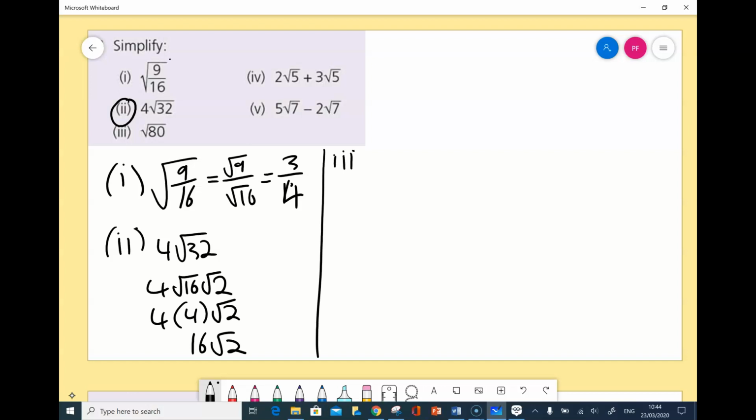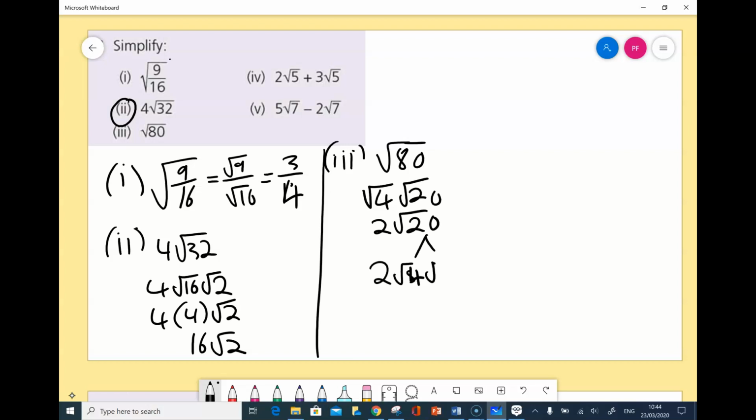Part 3, I've got root 80. That's a tough one to break up. So we'll break it into root 4 by root 20. And that's 2 root 20. But we can break root 20 up again. So it's 2 times root 4 by root 5. The square root of 4 is 2, and the square root of 5. And then 2 times 2 is 4. So 4 root 5. Now you could have gone straight for that as well by just saying this is 16 times 5 as well.